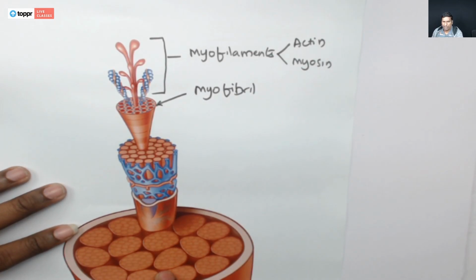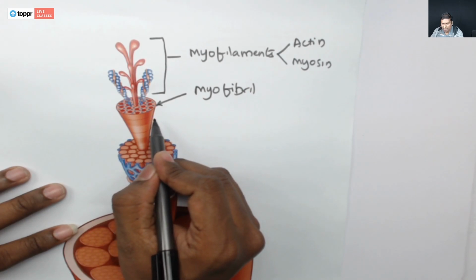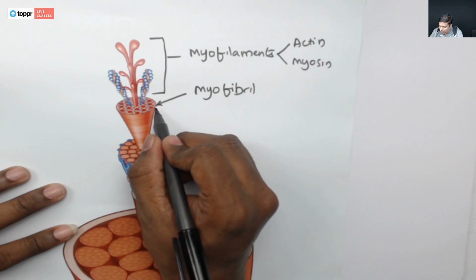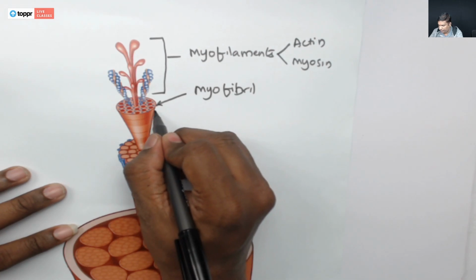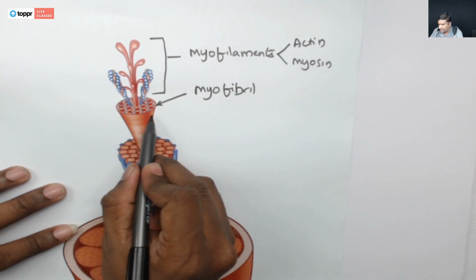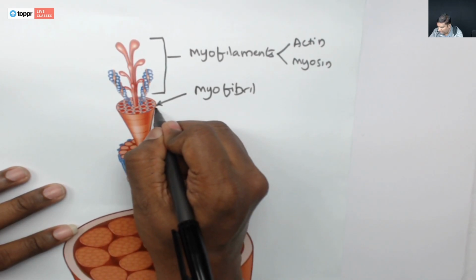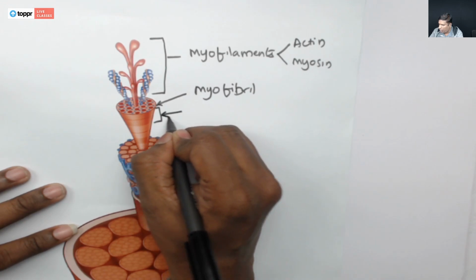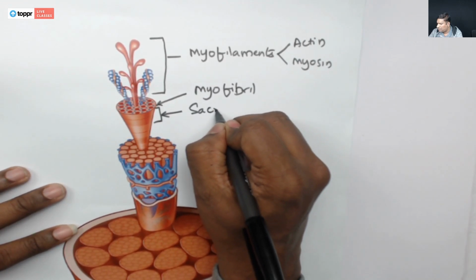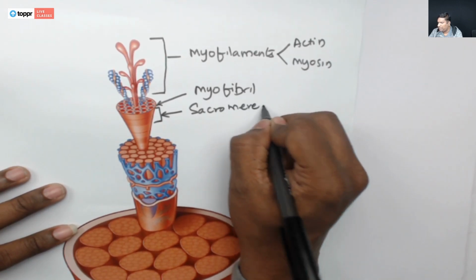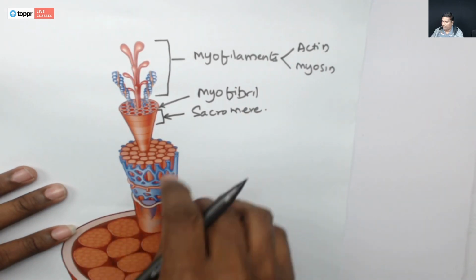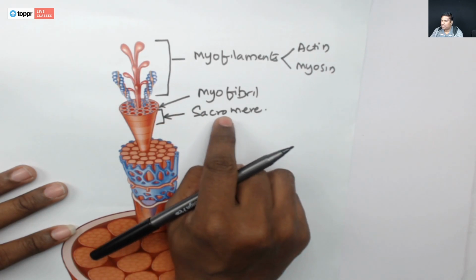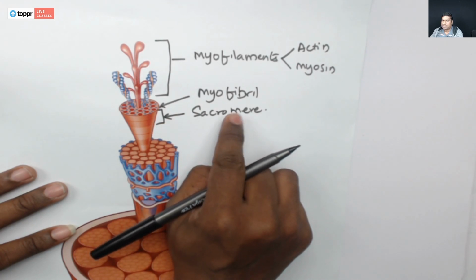Now in the myofibril, you will actually see alternating dark and light bands. One particular unit of dark and light band forms a sarcomere. And sarcomere in a myofibril is considered as the functional unit of the skeletal muscles.